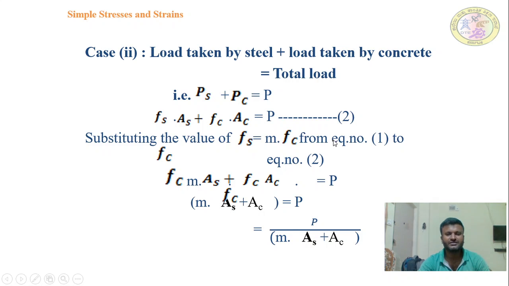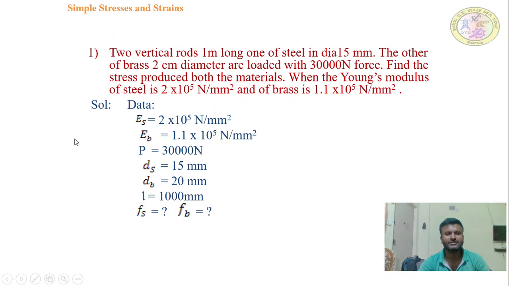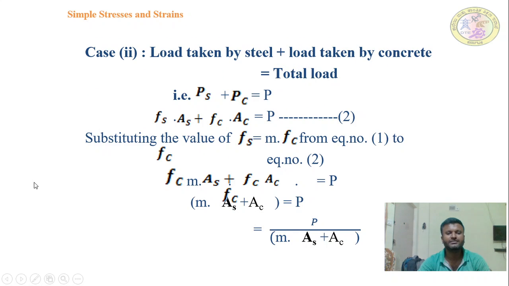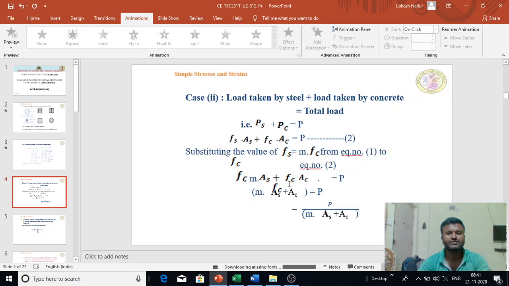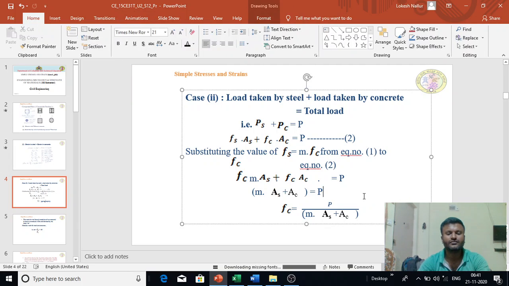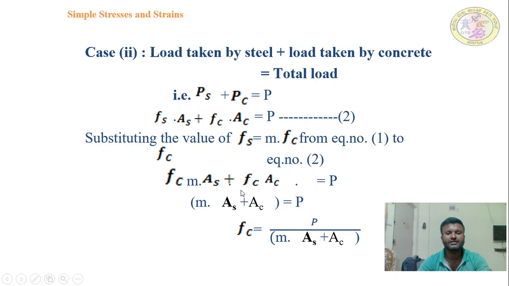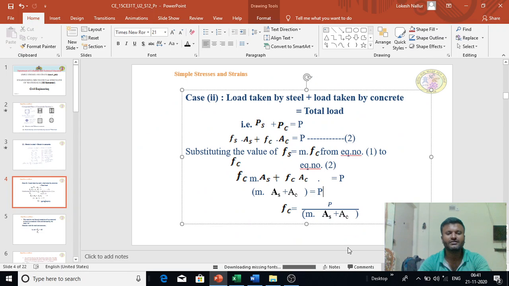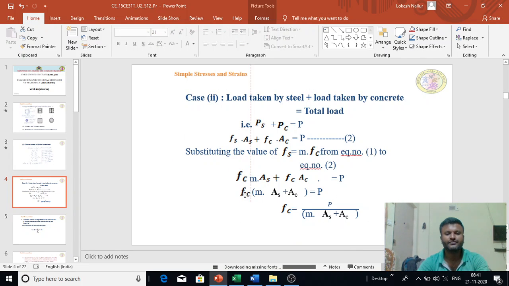Substituting the value Fs is equal to M into Fc, from the equation we derived using condition number 1, we get Fc into M into As plus Fc into Ac is equal to P. We have just substituted that. Next, we will get this equation. See, Fc as common factor we are going to take. Fc is equal to P divided by M into As plus Ac.